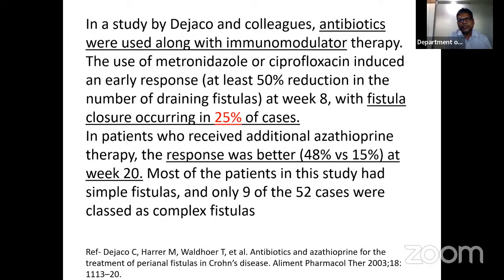as complex fistula. So this could not be recommended to each and every patient, because the study mostly covers patients with simple fistula. So the success rate and the percentage of reduction is quite high in this study because it is covering more of simple fistulas.